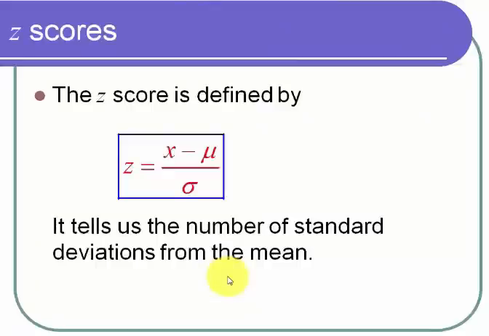The next topic is z-scores, which are actually very important. And what they do is they combine a value, the mean, and the standard deviation all in one formula that will help us really understand how unusual or how far a value is from the mean. And the z-score is defined with this formula. Z is equal to x minus mu divided by the standard deviation. And it tells us the number of standard deviations from the mean. So let me give you an example.